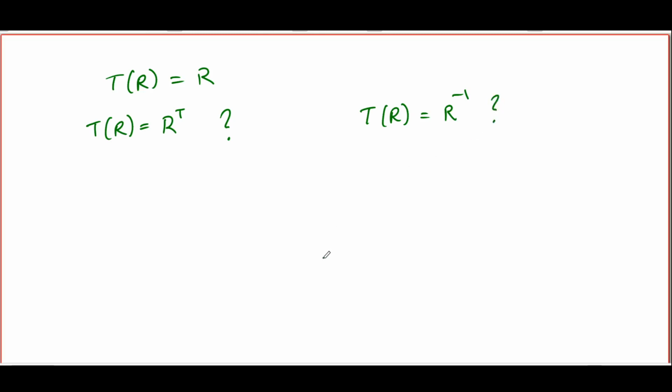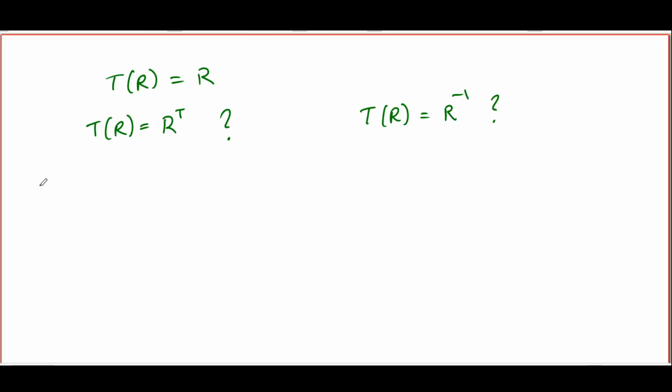Sticking to 3D for the time being, let's just try out a few more possibilities. We have already seen that T of R equals R works fine, but what about T of R equals R transpose? That, after all, is a 3x3 matrix as well, so why not try that? Or perhaps T of R equals R inverse. All coordinate transformation matrices are invertible matrices, so R inverse does exist, and that's a 3x3 matrix, so why can't we use this? Now let's see whether we can use either this or this.